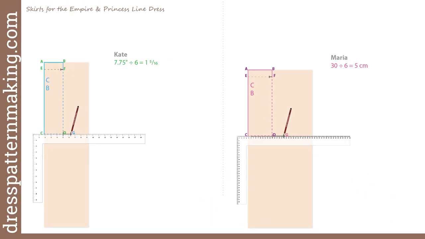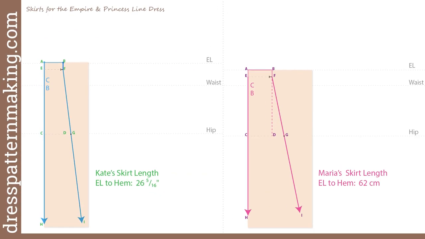So for Kate, at the hip line, I will continue the C to D line for 1 5/16 of an inch and mark point G. For me, I will continue the C to D line for 5 centimetres and mark point G. So now taking the skirt length measurement, and that skirt length is from the Empire line to the hem. For Kate, that is 26 5/16 of an inch. For me, that's 62 centimetres.